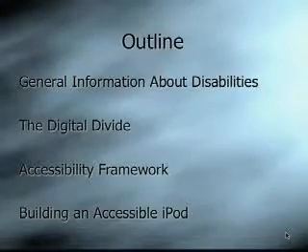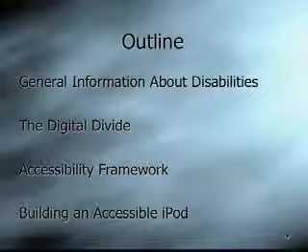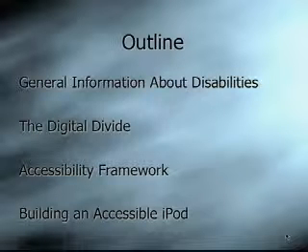So moving on, I'm going to be giving you general information about disabilities, mostly just the ones that are affected by the new digital age. Either they're becoming more at a disadvantage because of the technology, or they're being given greater opportunities due to more accessible technology. And I'll be going on to the digital divide and then talking about the accessibility framework that all of you should have read. And then I'll be talking about building an accessible iPod, which I hope all of you will participate in.